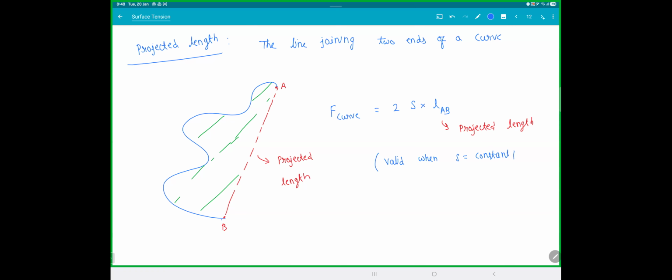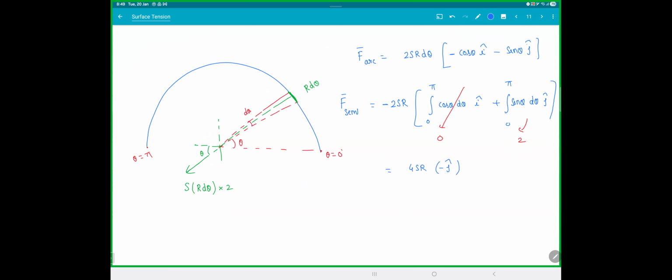And so using this logic, if you try the previous question, you'll get it pretty fast. If you take a semicircle, the projected length will be 2r. Therefore, force will be 2 into, because there are two surfaces, S into 2r. Done, the answer comes in one step. Clear with this? So remember this projected length. This will come again later in electromagnetic induction and magnetic fields. This concept of projected length and projected area will come in almost 6 different chapters.